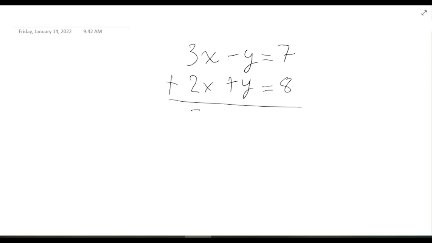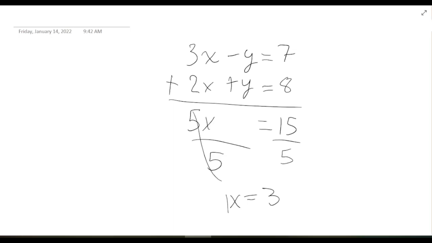So 3x plus 2x is 5x. Negative y plus y would give us 0 because they cancel each other out. And 7 plus 8 equals 15. From here, we can divide both sides by 5. So let me just erase this 0. So 5 divided by 5 equals 1, so we can cross that out. And 15 divided by 5 would give us 3. So x equals 3. Now we want to plug that back into one of the equations. So I'll pick the second one.